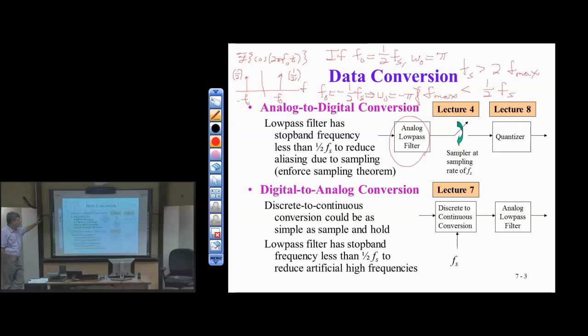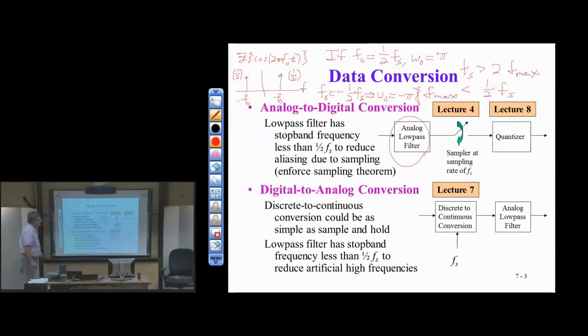Right? So we choose a stop band attenuation to reduce dramatically frequencies at or above half the sampling rate so that when they alias, we don't see them if it's an image processing application, or we don't hear the aliases if it's an audio application.